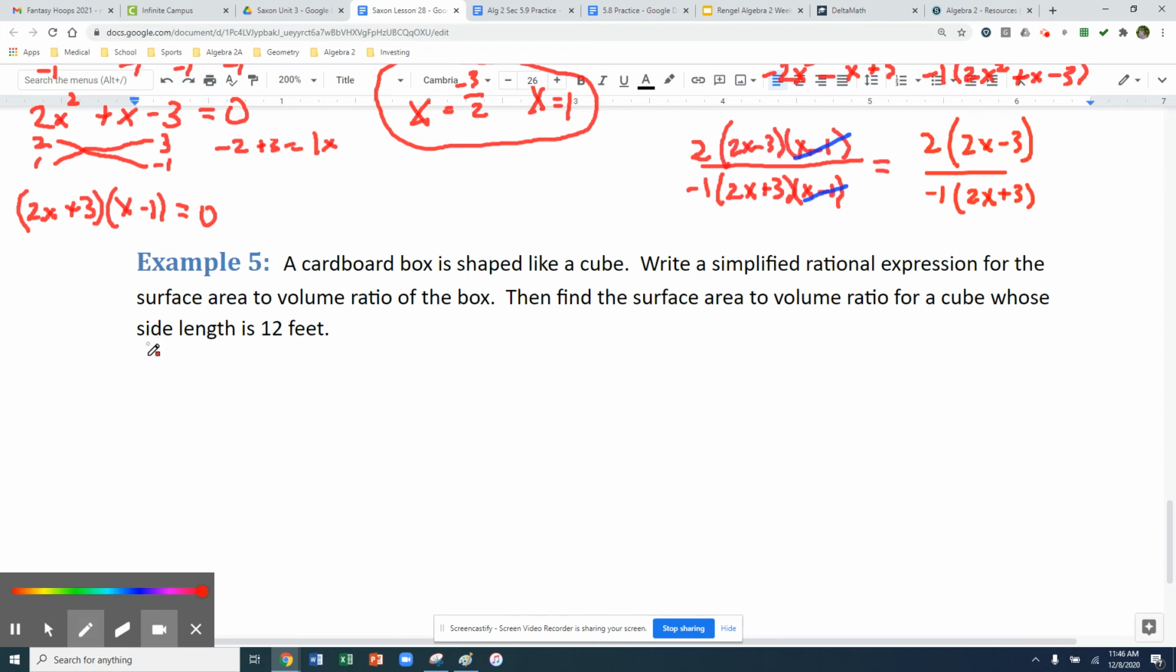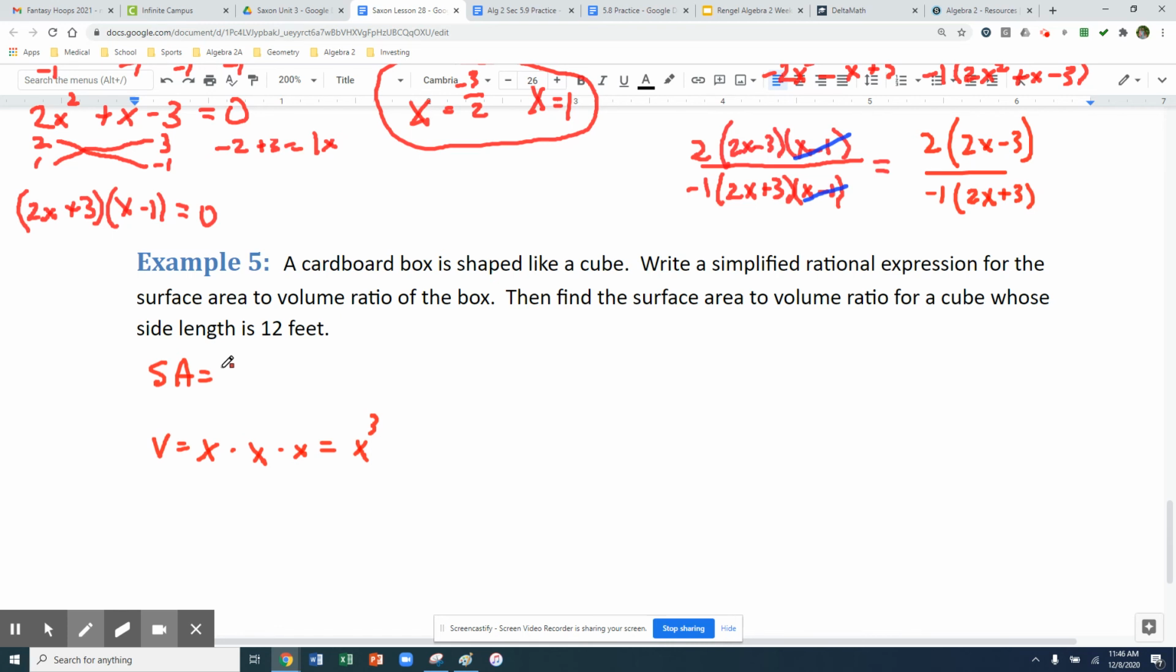So in example 5, we are going to write an expression for the surface area of a cube and then the volume of the cube. So right now I'm going to start with unlike sides. So volume is x times x times x. So if all three of those sides are unknown, I would do length times width times height. That's going to be x cubed. And remember, we are dealing with a cube, so that would mean that each edge of your cube is going to be the same.